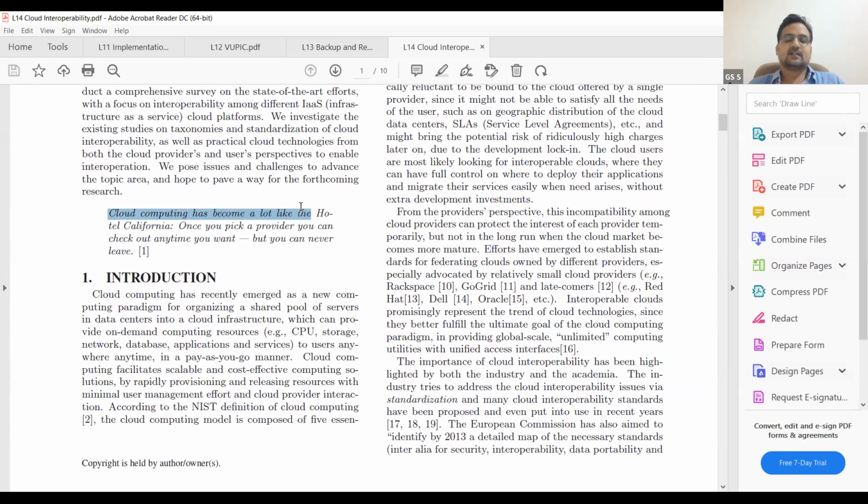Cloud computing has become a lot like the Hotel California. Once you pick a provider, you can check out anytime you want, but you can never leave. How is Hotel California? You can check out, but you cannot leave. So people came to cloud with some assertion. The assertion was, whenever you want to leave this cloud and go to another cloud or your on-premise service, you can go. There is no problem. This assurance is needed. Otherwise, why will people come to a cloud?